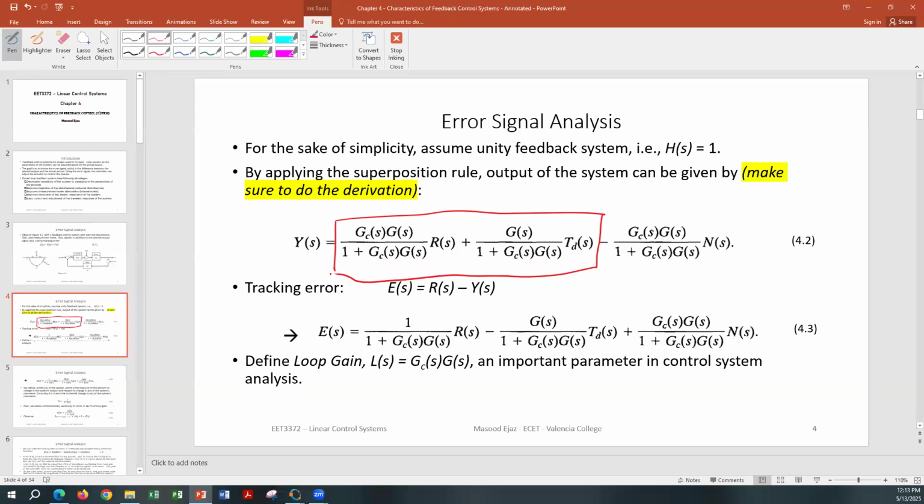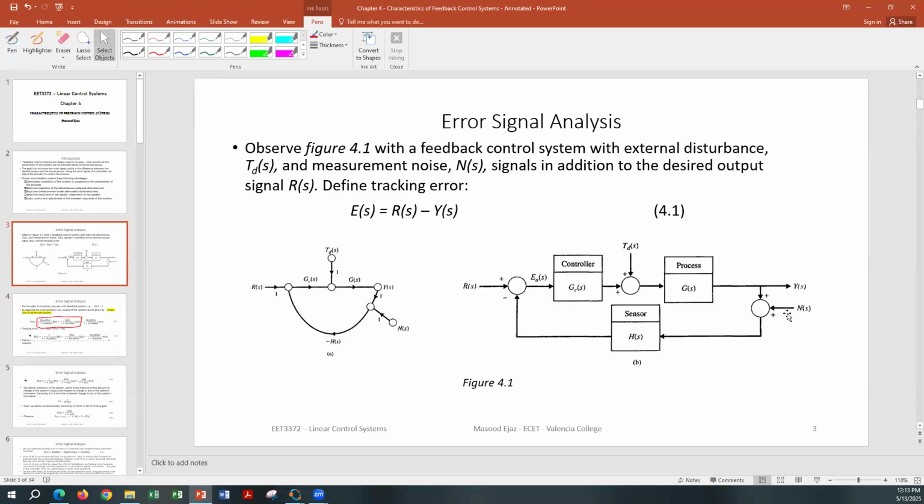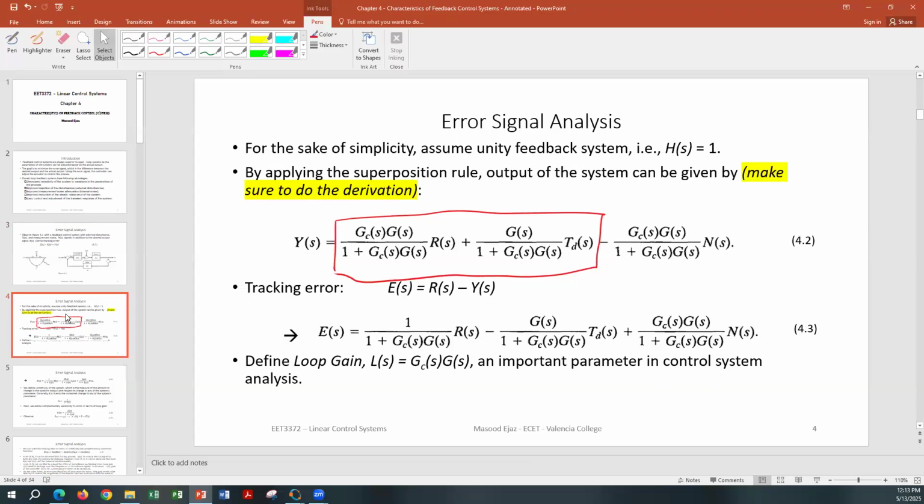And again, if you further extend it and assume that only N is active in the system, and assume T_D(s) and R(s) to be 0, and then apply whatever method I showed you about following the signal, then the relationship between Y(s) and N(s) is going to be Y(s) is equal to negative G_c(s)G(s) over 1 plus G_c(s)G(s) times N(s). And you must do the derivation to show that this is what you're going to get.